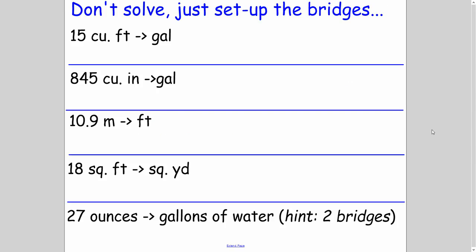So if you got to this point, you're doing well. Look at these problems and don't try to solve these, just try to set up the bridges. And you can pause the video here and see if you can set these bridges up. And then I'll show you what the answers are.